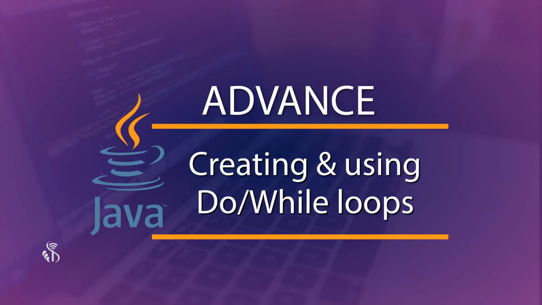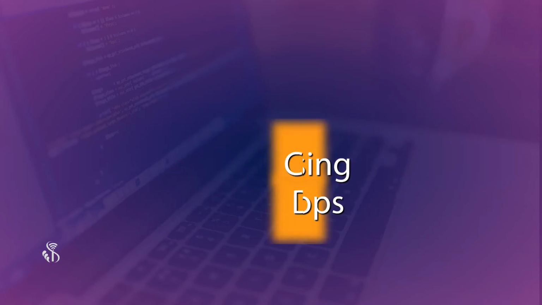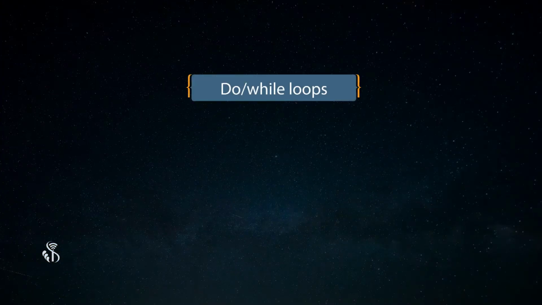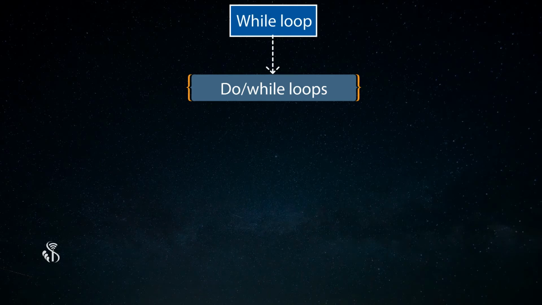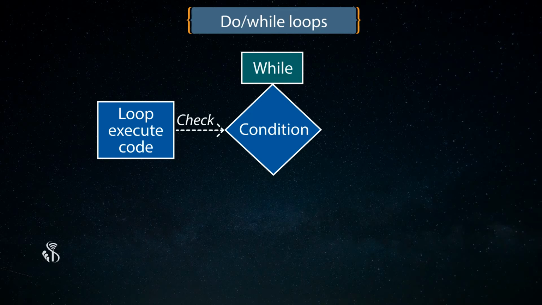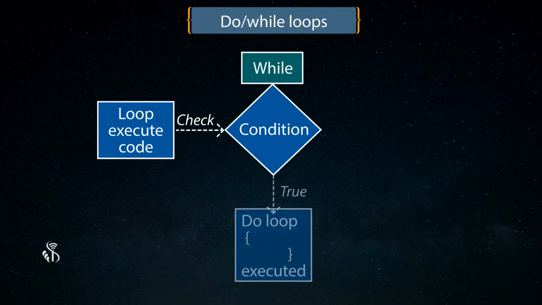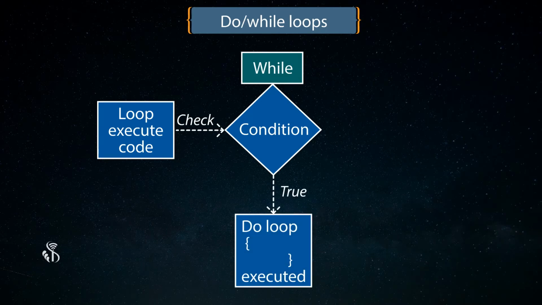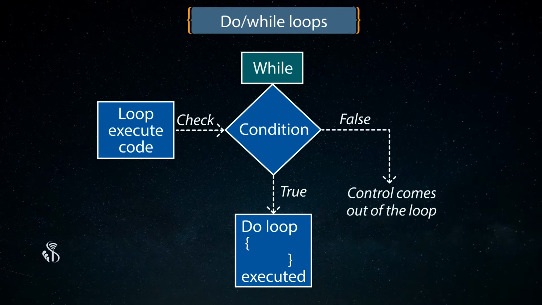Create and use do-while loops. The do-while loop is another type of while loop. The loop will execute the code once, then check the condition in the while statement. If the statement is true, then the block of code in the do loop will get executed. Once the condition in the while expression becomes false, the control comes out of the loop.